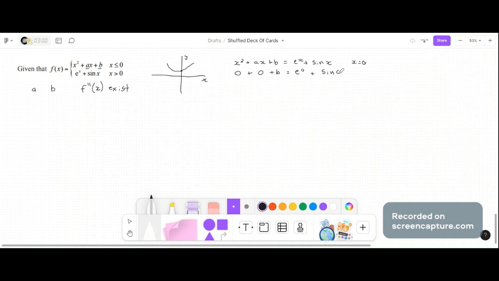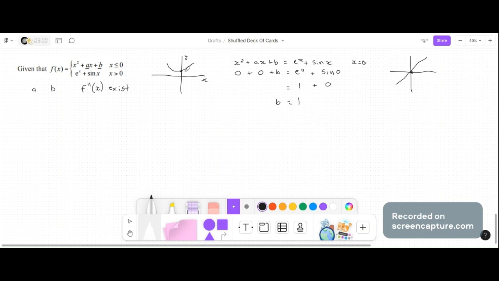And if you know what e to the 0 is, well, anything to the 0 is 1, and sine of 0 is 0. If we look at the sine function like this, sine function goes like this. So it's at 0, 0, 0. Right there. Okay, so b equals 1. We've figured out one thing. Next one, so we've figured out that the same position, we've made them the same position.